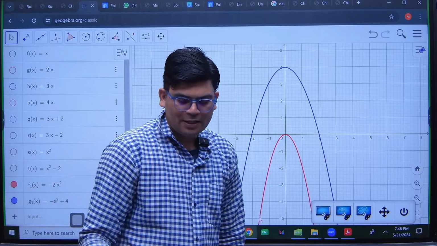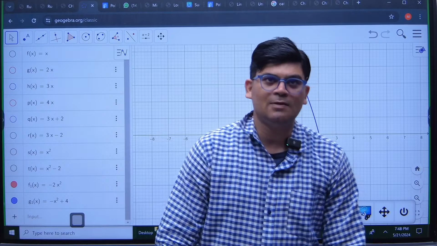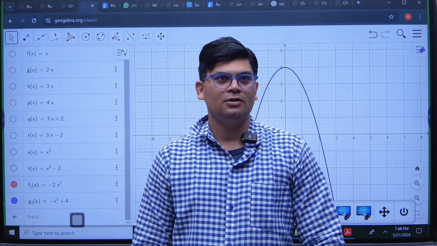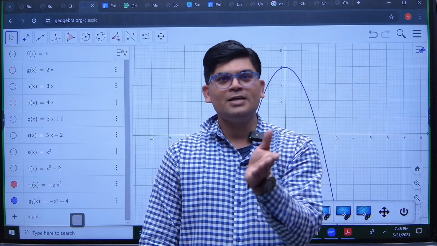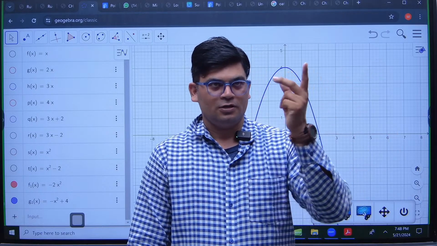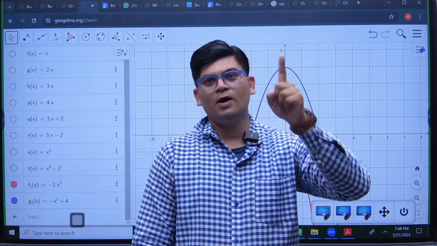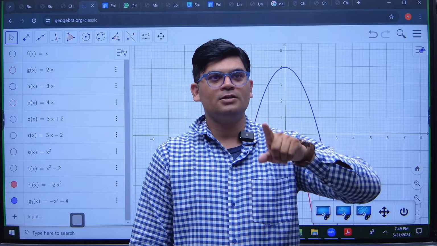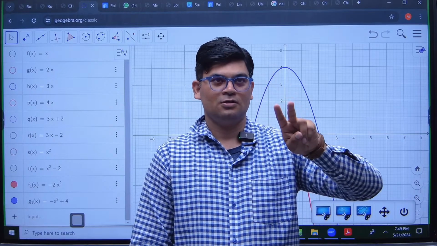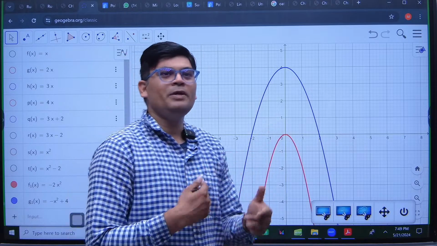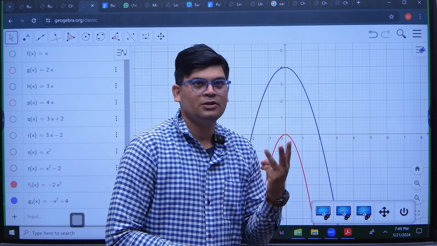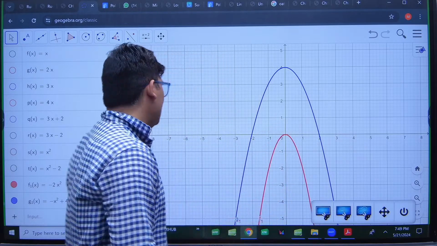For the cubic by the same logic, how many times will it have a turn? Tell me. See, straight line has no turn. Square has got one turn. So cubic will have how many turns? 2 turns. Oh yeah, okay. So it will meet how many times maximum? 3 times. Okay, let us check.